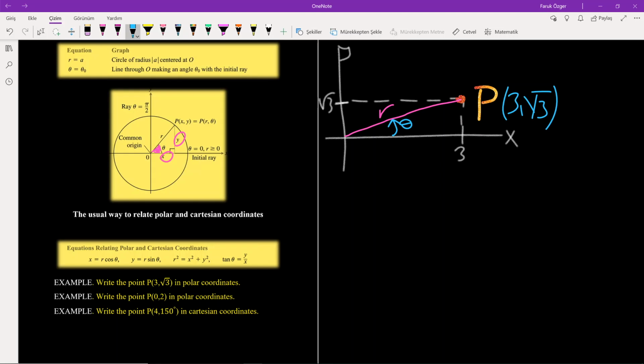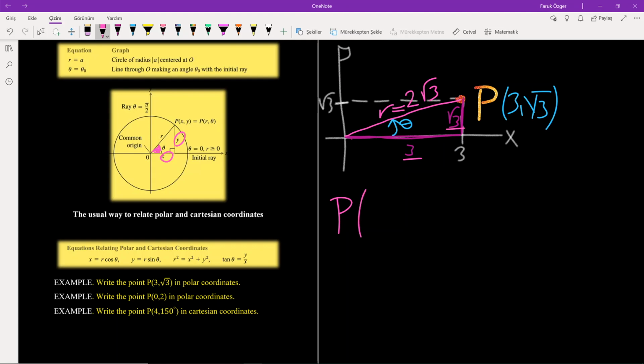Okay. As you see, this distance is 3, right? This is 3. And this distance is square root of 3. And by the Pythagorean formula, r is equal to 2 square root of 3. So, we know what r is now.